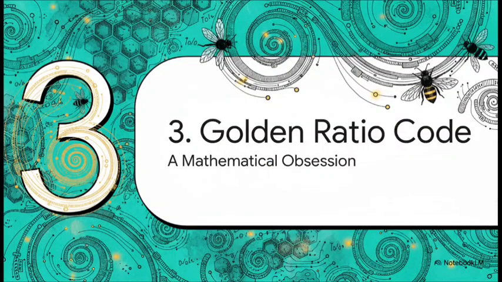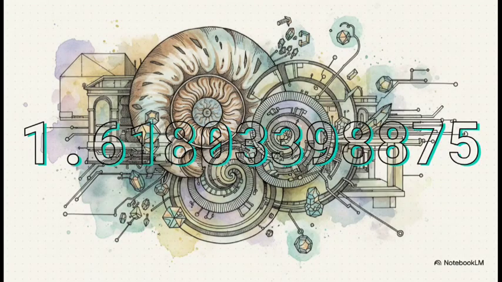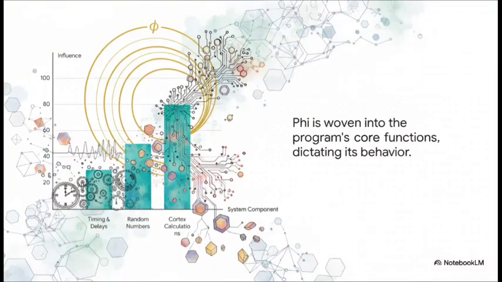But what is it that guides this hive mind? As if its collective behavior wasn't strange enough, we found something else. Something woven into its very fabric, a deep, almost spiritual obsession with a single mathematical constant. This number, phi, you probably know it as the golden ratio. It appears everywhere in nature, in art, in architecture, and, as it turns out, it appears everywhere in this code. It seems to be a fundamental constant not just in our world, but in the world of this digital organism too.